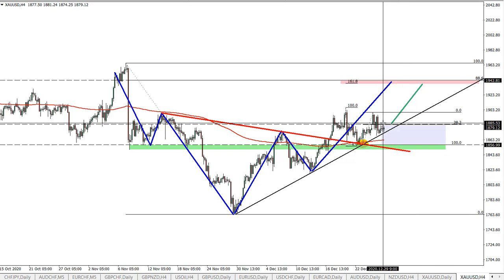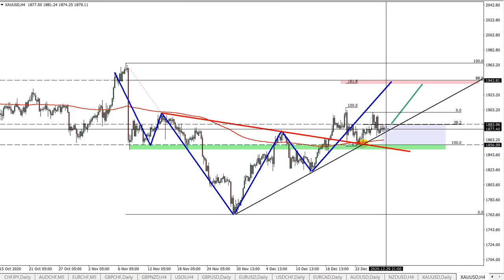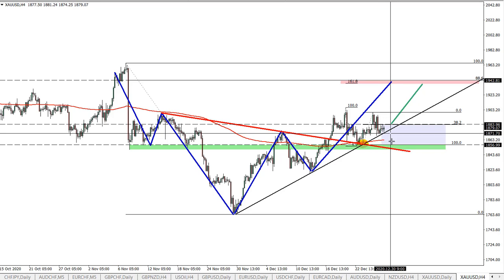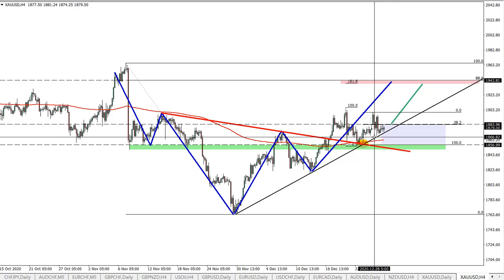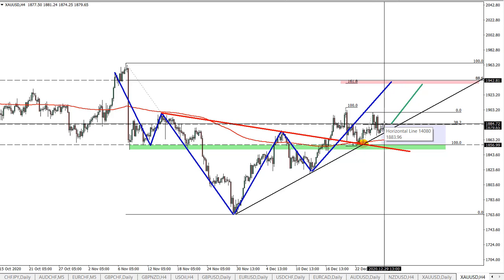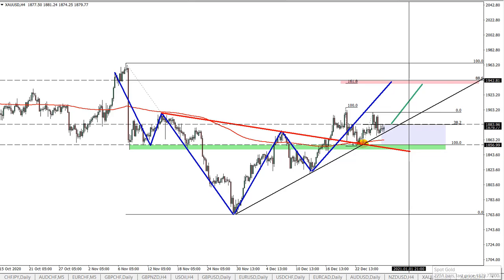If this resistance holds and price will produce a new lower low, this means that the uptrend trend line is potentially broken and the downside risk will increase substantially. We need to hold this low, and at the same time we need to break above the resistance to confirm an uptrend. Now let's have a look at our daily chart for the gold.